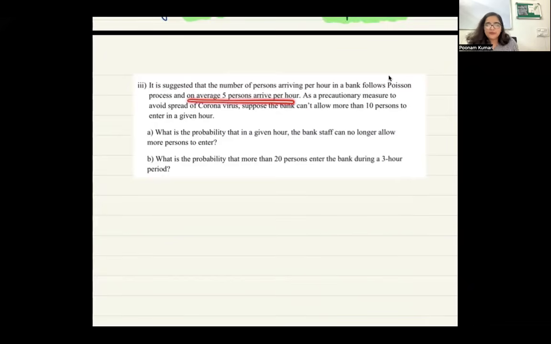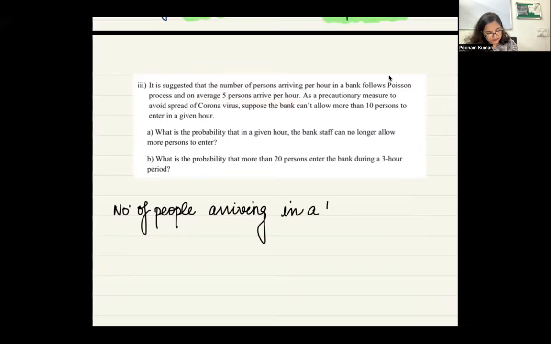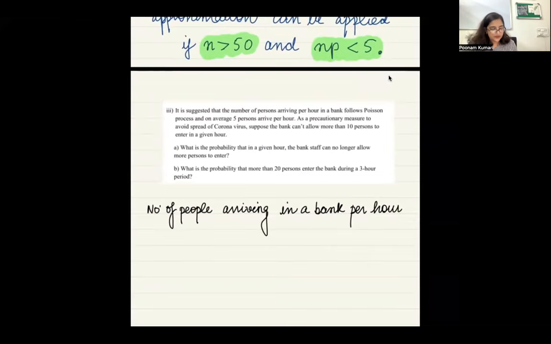On average, 5 people arrive per hour. So they have also given you the average value of this. Okay? So the number of people arriving in a bank per hour follows a Poisson process. So this is basically X, which follows a Poisson distribution. And the average number of people arriving per hour is 5.